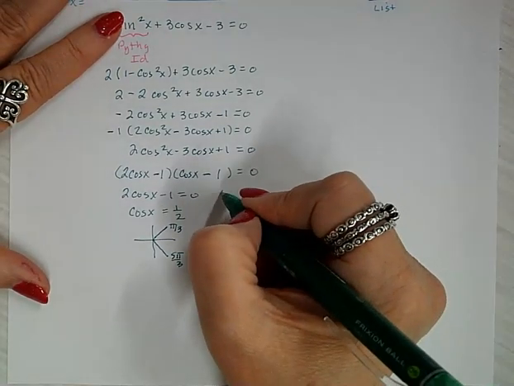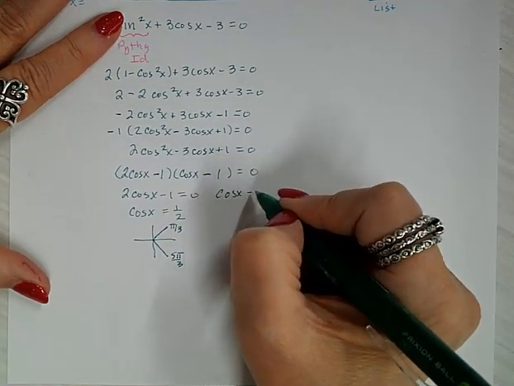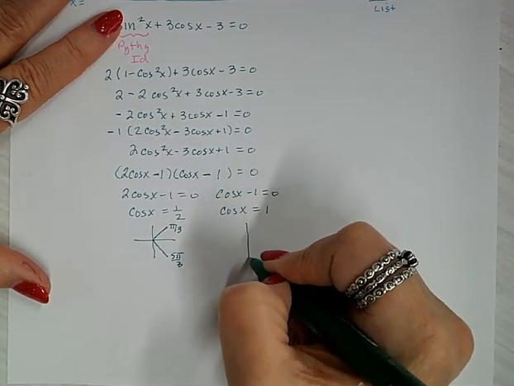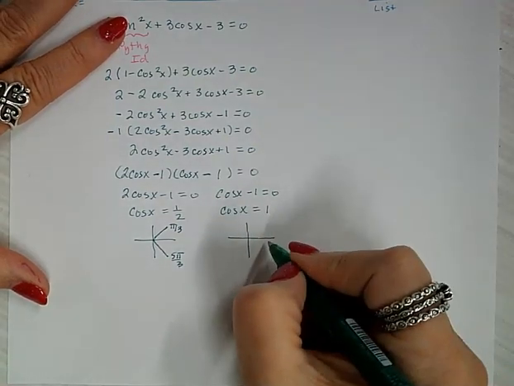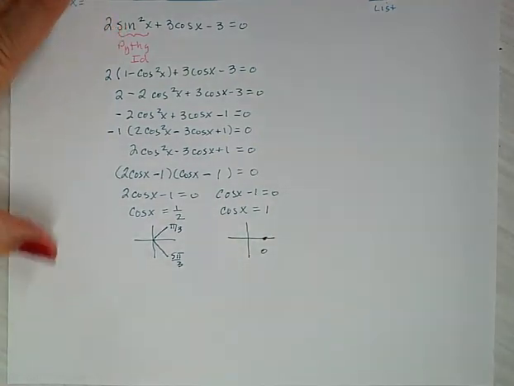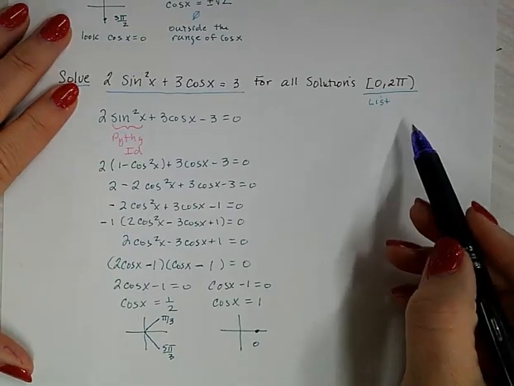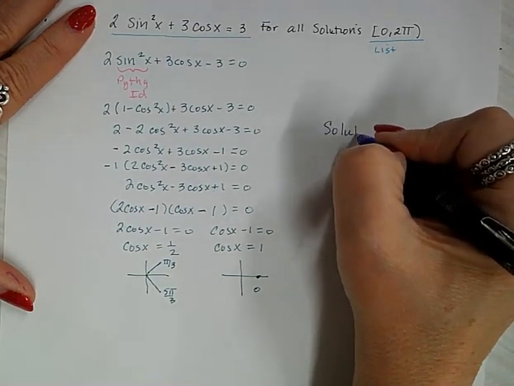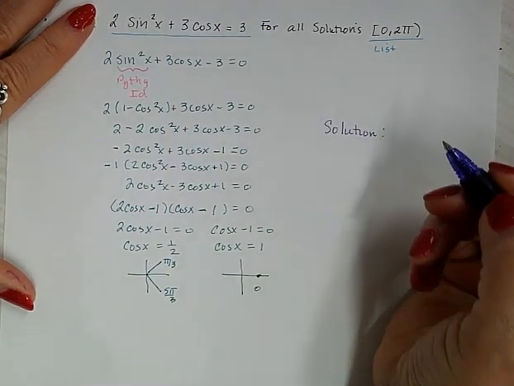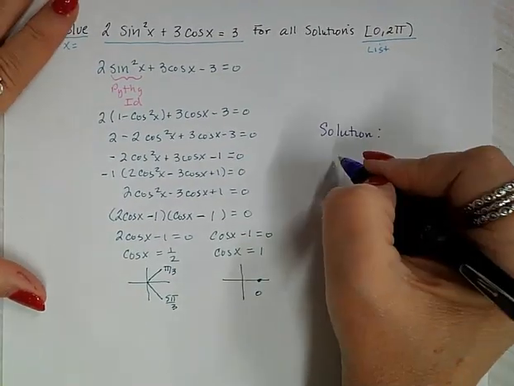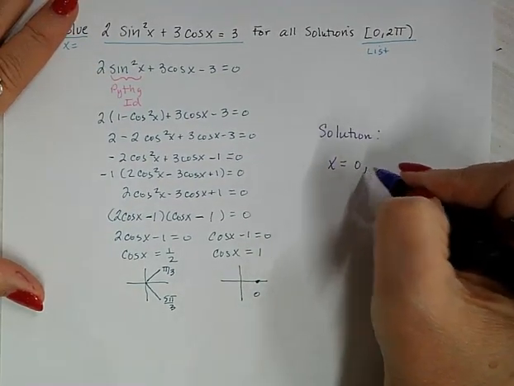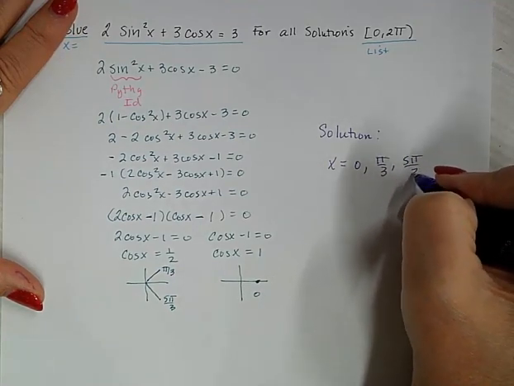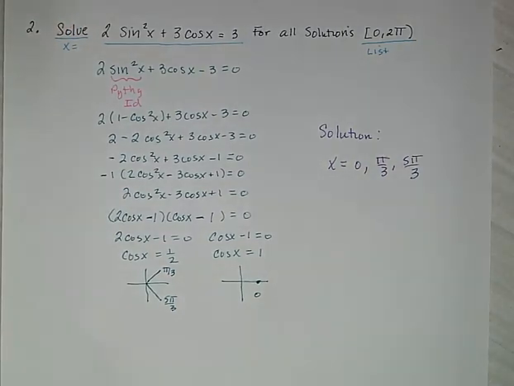So then we do the other factor. So cosine of x minus 1 equals 0. So cosine of x equals 1. And the only place cosine of x equals 1 is at 0. So if you remember from the beginning, we said on this problem that this was going to be a list. So my solution is going to be the unknown of x that I'm solving for, equals, and I'm going to have a 0, a pi over 3, and a 5 pi over 3. And so those are going to be my solutions for this problem.